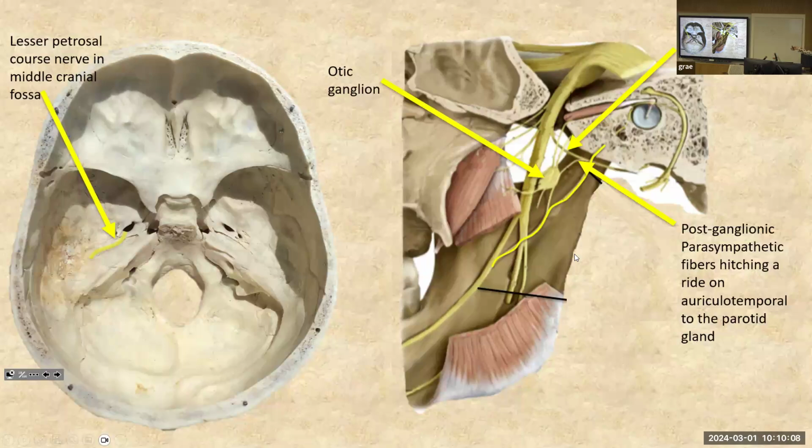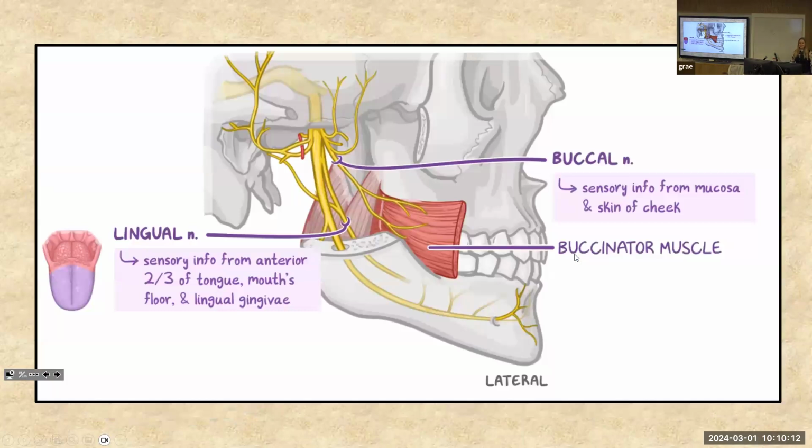Now, all of us have told you the same story. We're all in agreement. All right, so let's move forward. The next nerves are pretty simple. One is called the buccal nerve. It does not innervate the buccinator muscle for muscle movement, but rather it is a sensory nerve that brings sensation from the cheek area and the mucosal lining of the cheek.